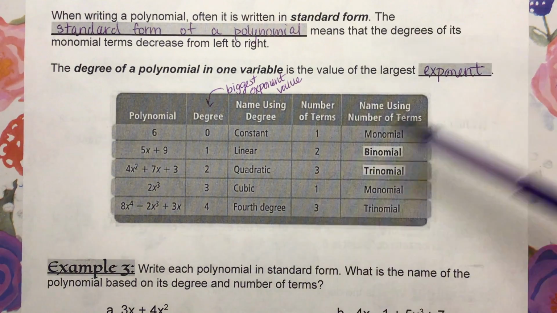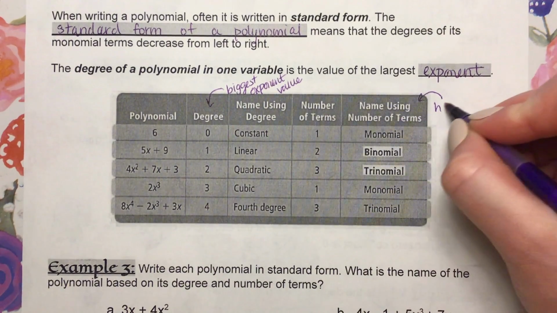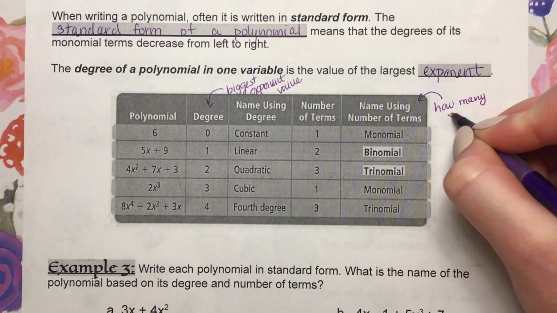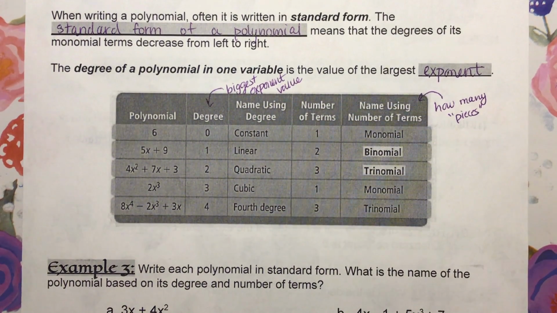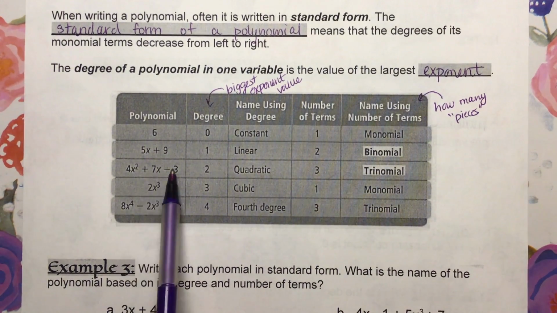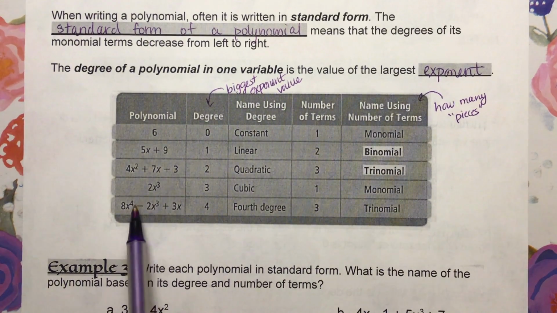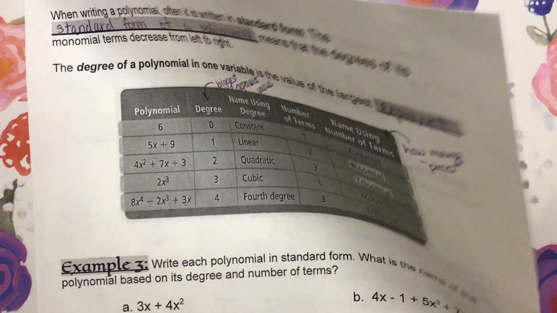Now, as far as naming something by the terms that it has, this is how many pieces it has, for lack of a better term. So this guy has 1 piece, this guy has 2 pieces, this guy has 3 pieces, or how many monomials are in it? This one has 3 pieces. The pieces are separated by addition and subtraction. So we would call monomial a 1 term, binomial, bi meaning 2 terms, trinomial, 3 terms. So let's put that into action in example 3.